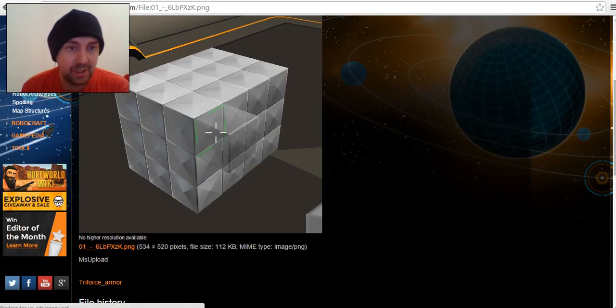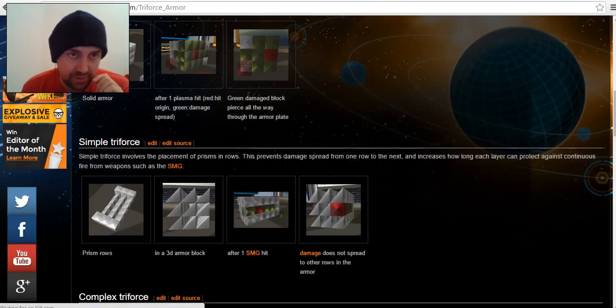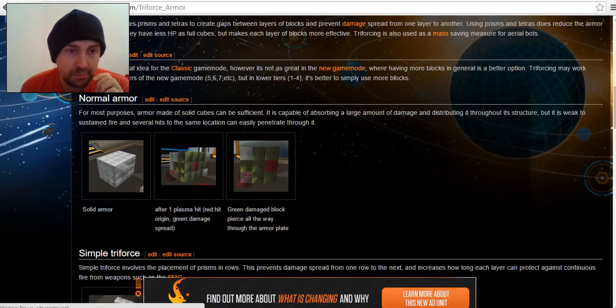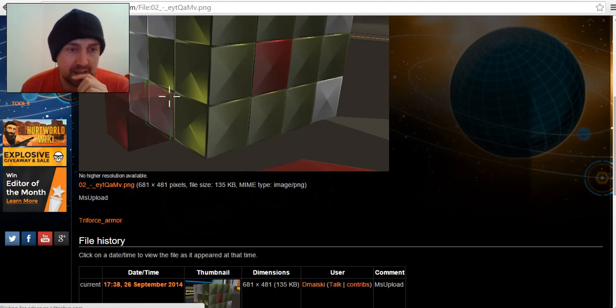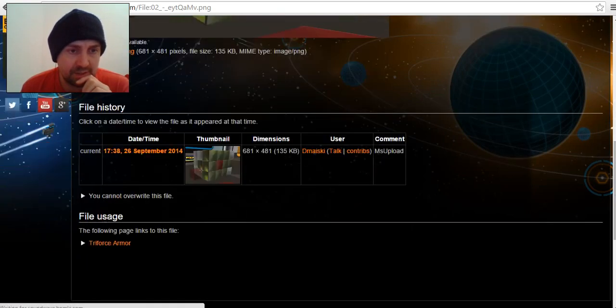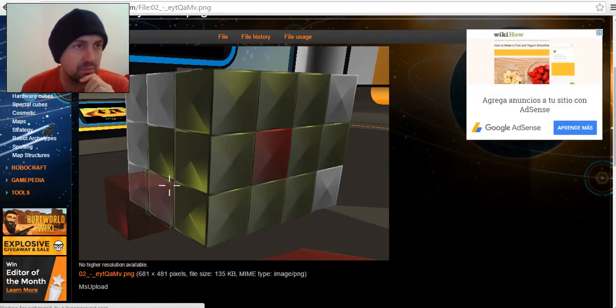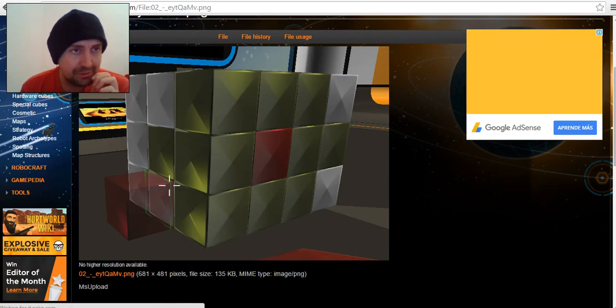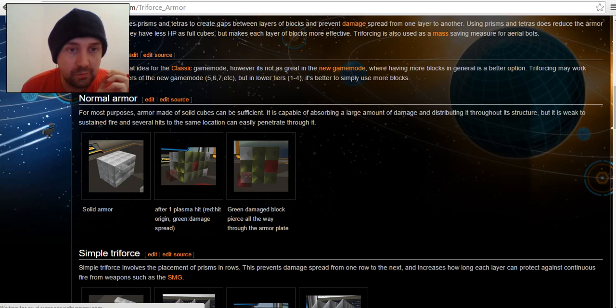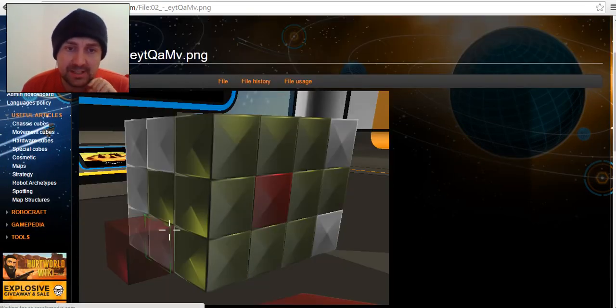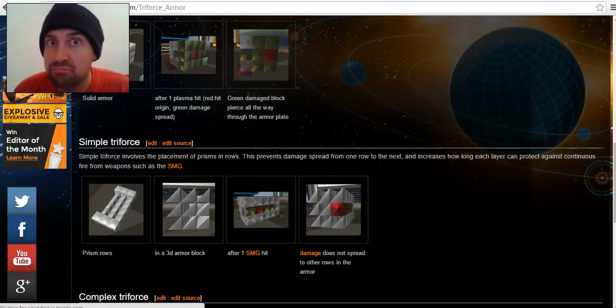It's a 3x3x4. Okay. Fine. Let's have a look how the damage distributes. So after one plasma hit, red. Where's the description gone? Wait. So the red bit is where the plasma hits. Red is the hit, green damage spread. So, let's go back to that. So the plasma hits here, boink, and you lose three around it and it spreads through like that. Fine, fair enough.